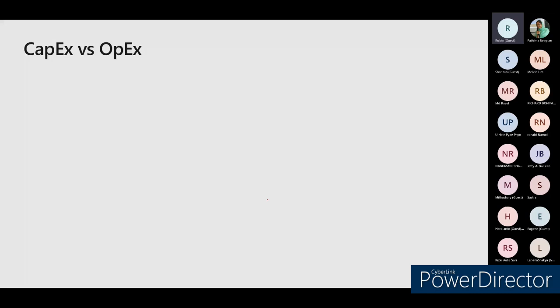Now, let's go back to the session. When we had the Azure on-premises discussion, we came across two terminologies. They're called CapEx and OpEx, right? So we have CapEx and we have OpEx also. There are two technical or financial terms we had discussed. So let's try to understand what this is.